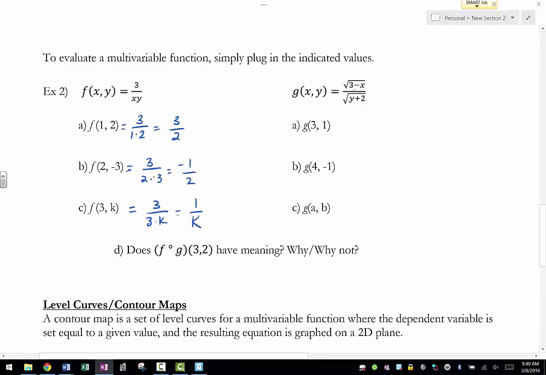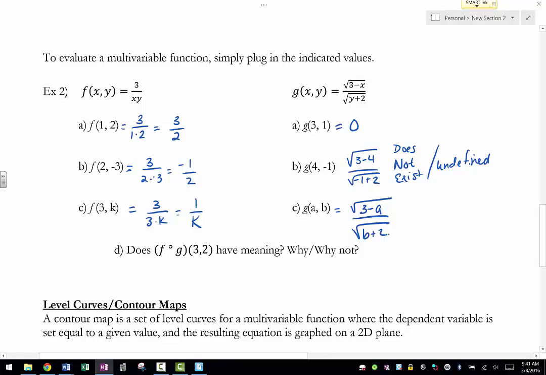Let's plug in 3 and 1. If I plug the 3 in up here, I get 0. 0 over radical 3 is still 0. Oh, what happens? I'm going to plug in the 4, so I have the square root of 3 minus 4 over the square root of negative 1 plus 2. Wait a minute, that's the square root of a negative. This does not exist. You could say this is undefined, but that would not be a point that is in the domain of that function. And then g of a, b, we'll replace the x with a and replace the y with b.